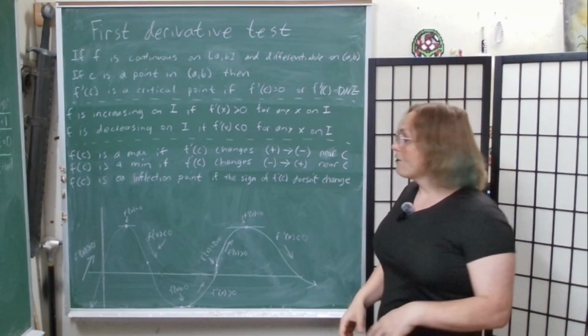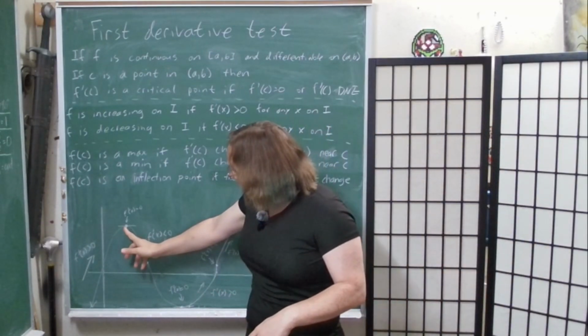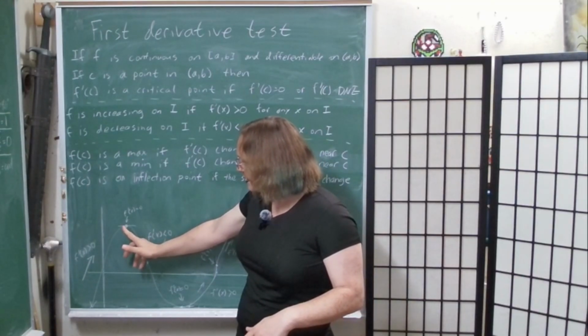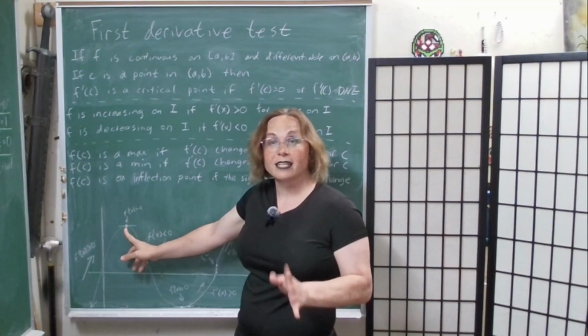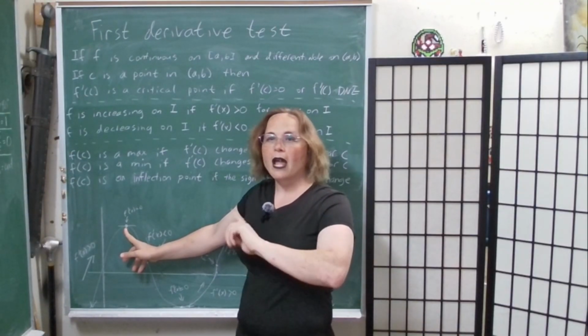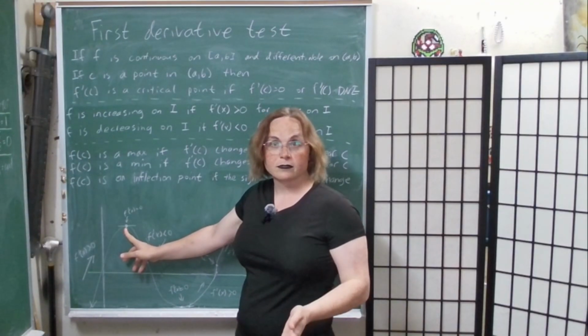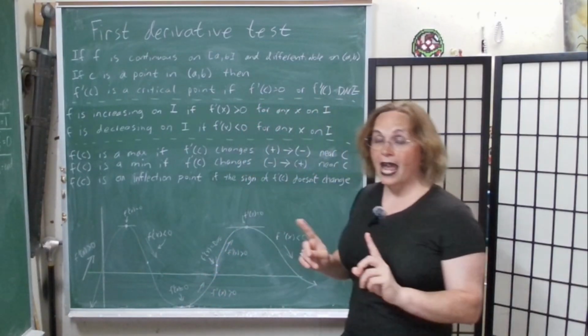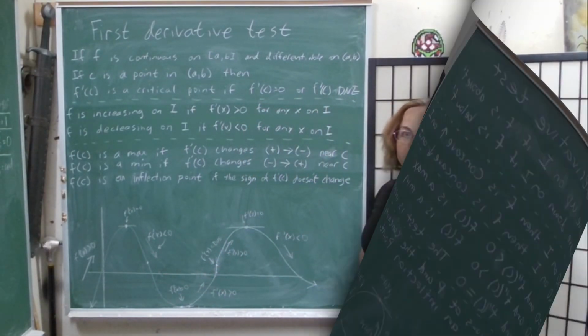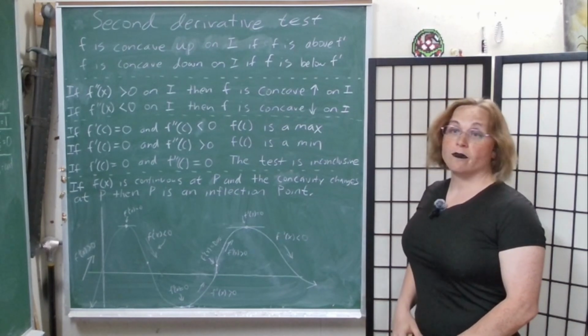Wouldn't it be great if I could look just at that point and only be able to check at just that point in order to be able to test if this was a maximum or minimum without having to look anywhere else? And the good news is we can. That's where the second derivative test comes in. So here's our second derivative test.